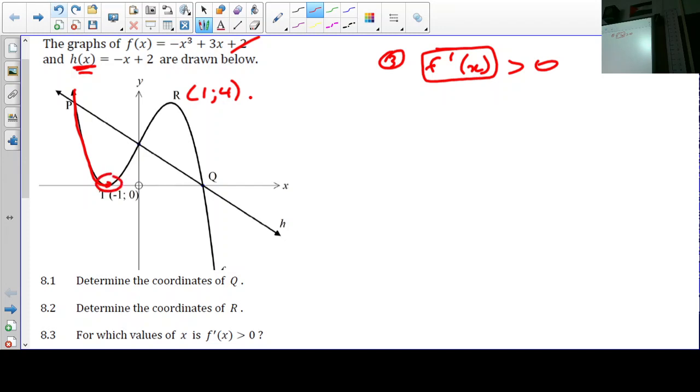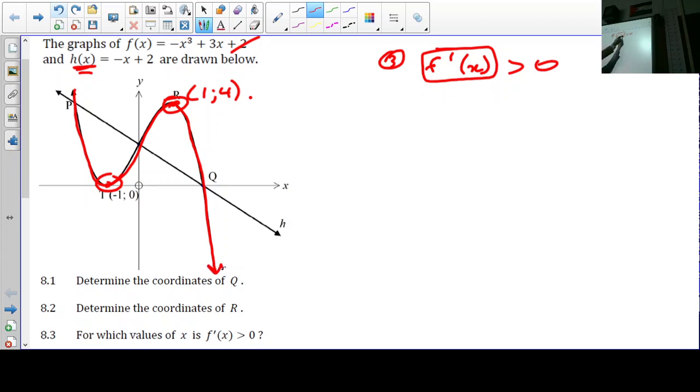But as x increases, the value of y is increasing again. Okay? At that point, the turning point, the gradient is 0. And on that part, as x increases, the graph is decreasing.